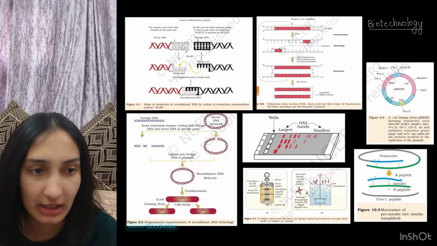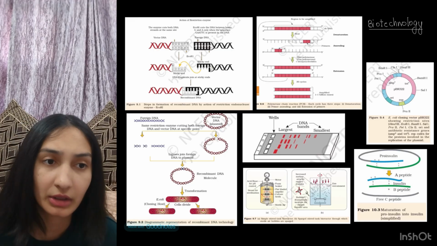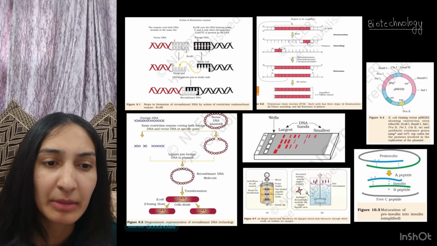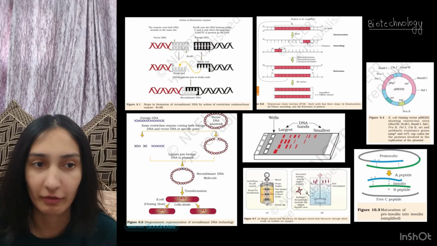Now in figure 9.6 you can see this is a PCR, that is a polymerase chain reaction, and each cycle has 3 steps. You need to learn the order. What are the orders? Denaturation, primer annealing, and then the extension of primers.